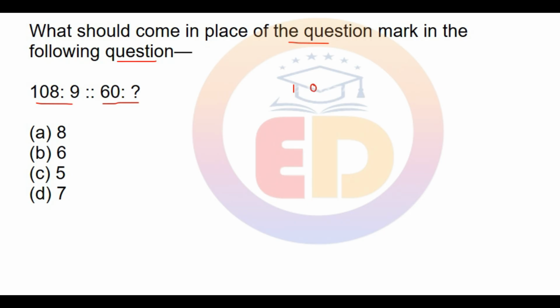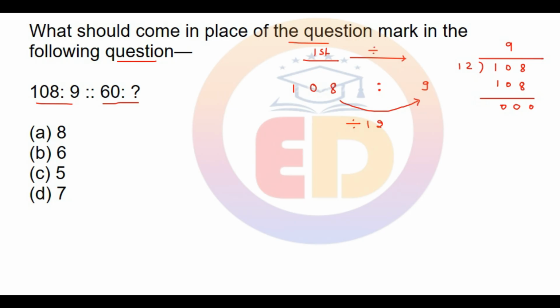First, they have given the relationship of 108 and 9. Now guys, from 108, how do we come to 9? Divide 108 by 12. If I divide 108 by 12, I know that 12 nines are 108. So when I divide the first number by 12, I get the second number. So the relationship here will be the first number is divided by 12 to get the second number.